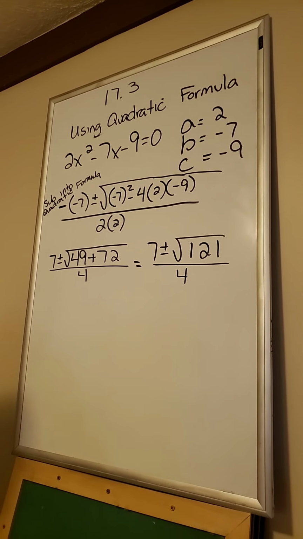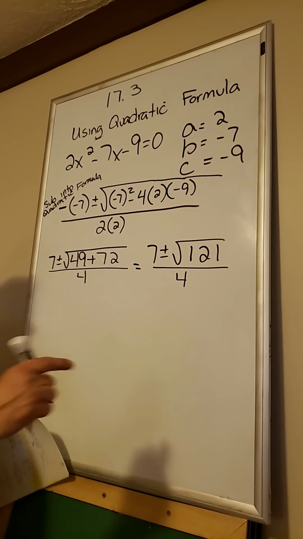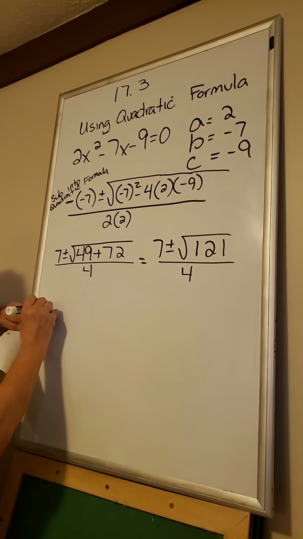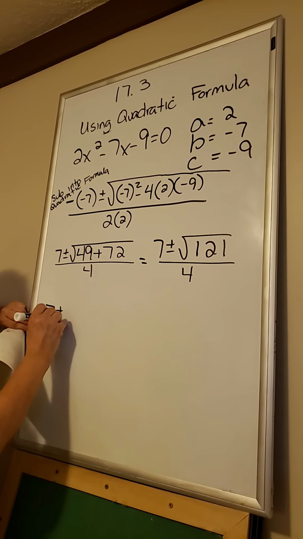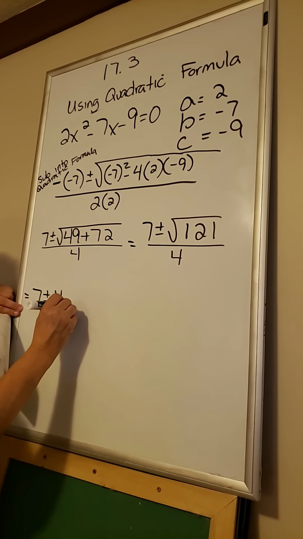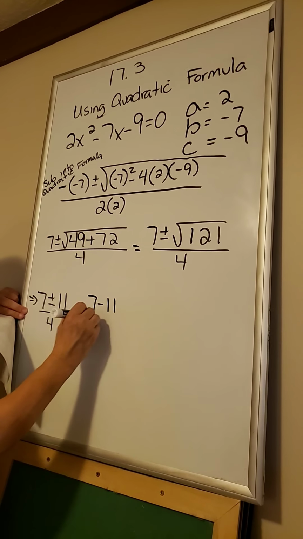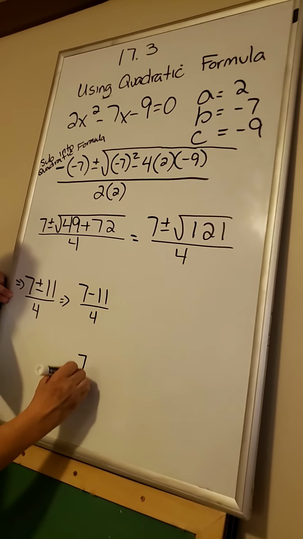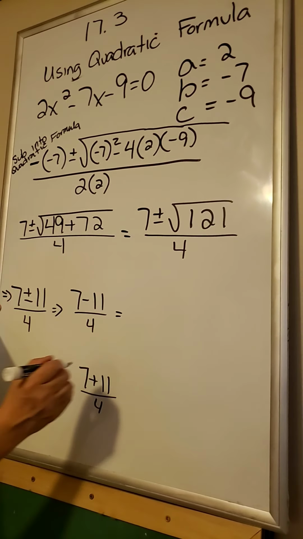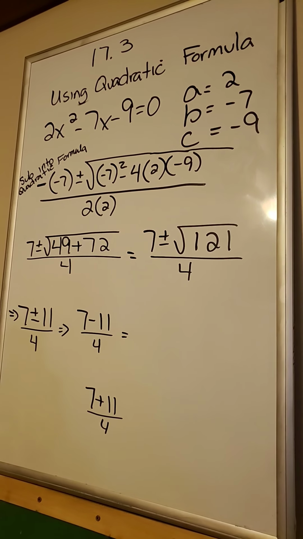So is 121 a perfect square? Yes, it is. It's a perfect square of 11. 11 times 11 is 121. So what we have now is 7 plus or minus 11 over 4. This is where you can go ahead and divide this into two problems if you want. 7 minus 11 over 4 and 7 plus 11 over 4. You're going to have to break this into two different answers.